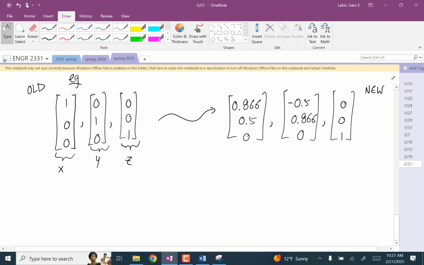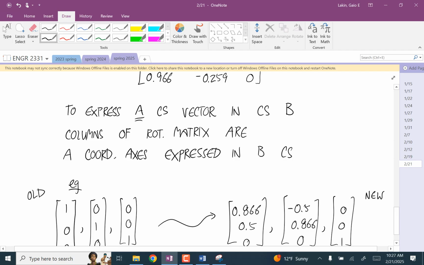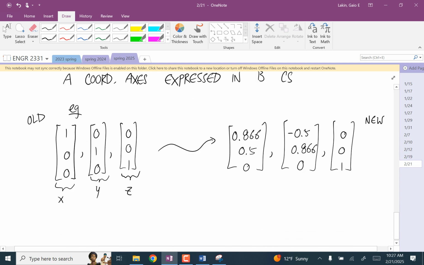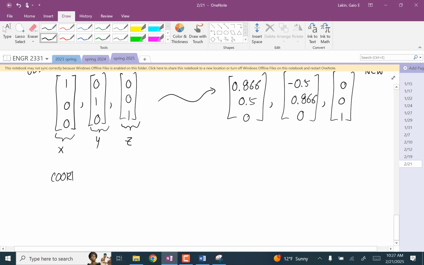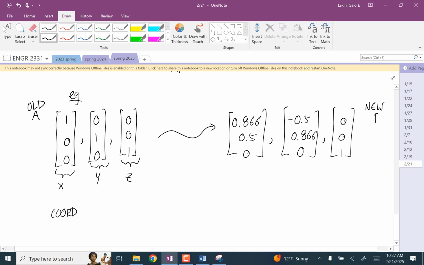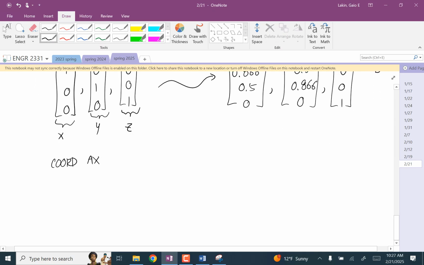Well, then what we have here is, so I said that the rotation matrix columns need to be the coordinate axes of A expressed in B. Well, so this is the old one. This is our A coordinate system. This is our B coordinate system, okay? So let's do one where the columns are the B coordinate system expressed in the A coordinate system.